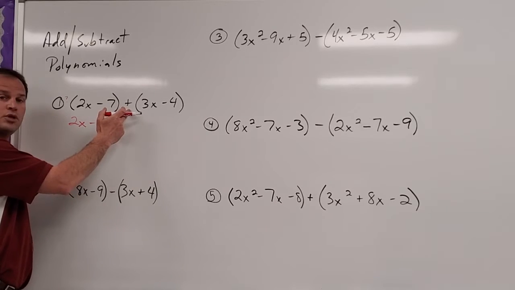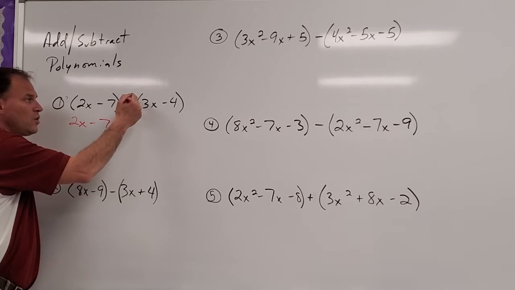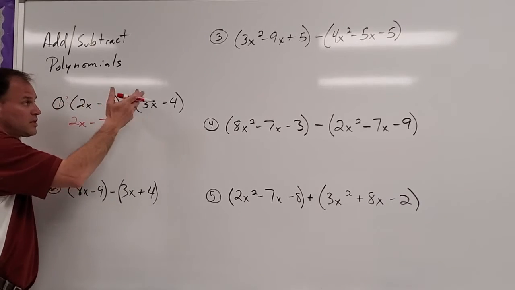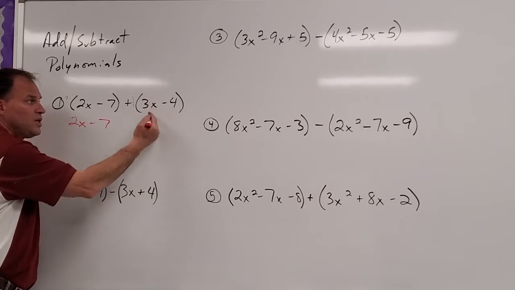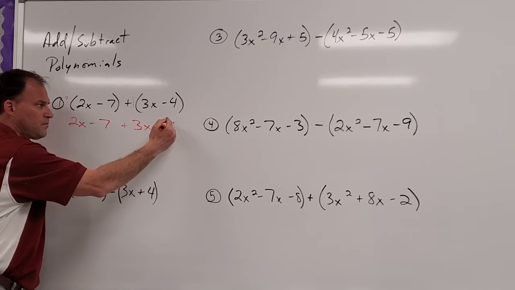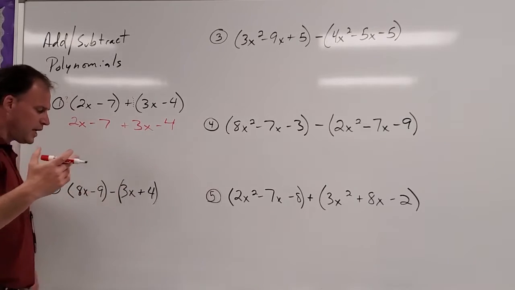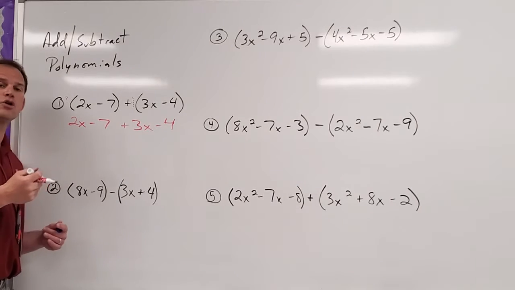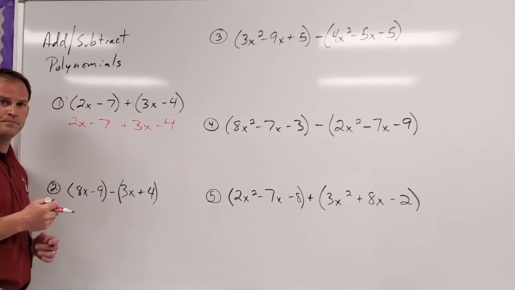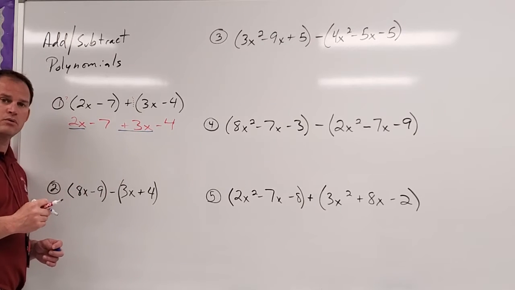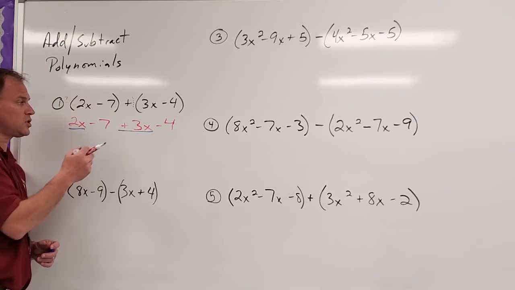Is there any distribution here? All right, we know technically, invisible ones and stuff like that. This is a plus sign, so I don't need to worry about it. Nothing changing any of the numbers in here. Now, it's a matter of combining the like terms. What are the like terms in this problem? Like terms are the ones with the same variables and exponents. So we've got 2x plus 3x.